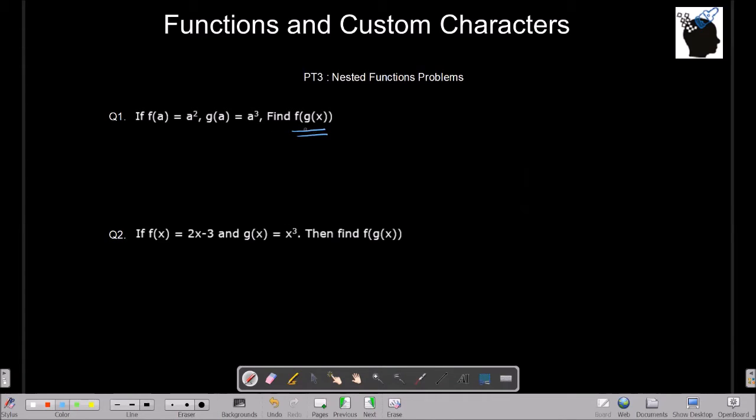Now this is called a nested function because one function is inside the other. So let's first find the value of the inside function. We know g of a is equal to a cube, and they're asking us the value of g of x. So we'll replace a with x to have g of x as x cube. Now we can write f of g of x as f of x cube.